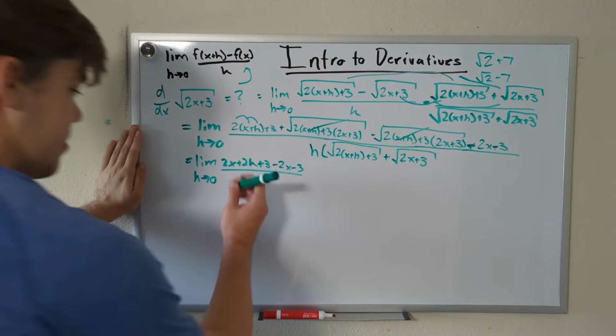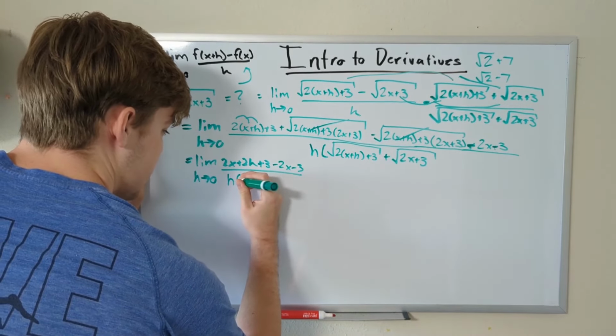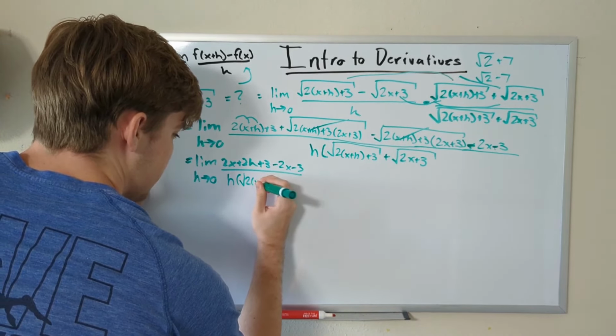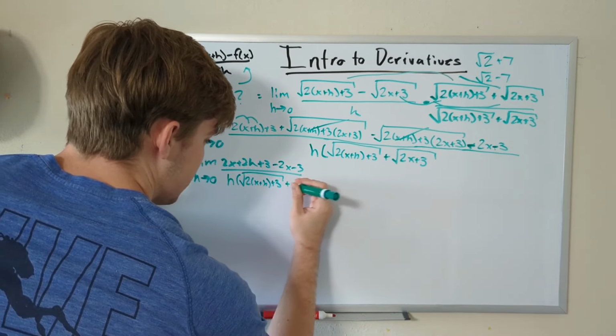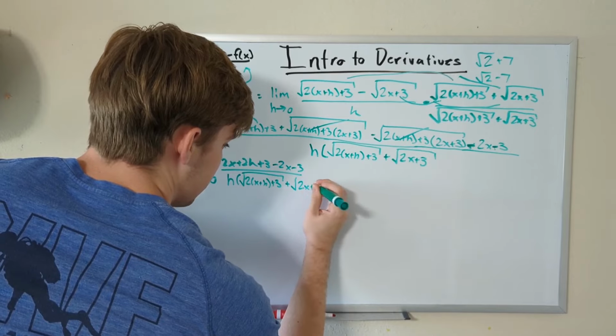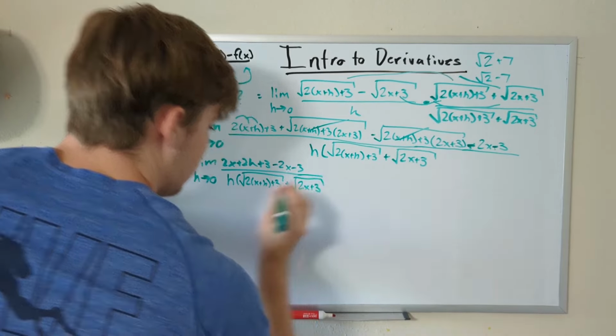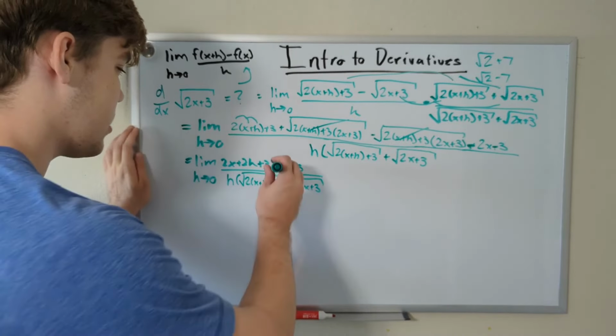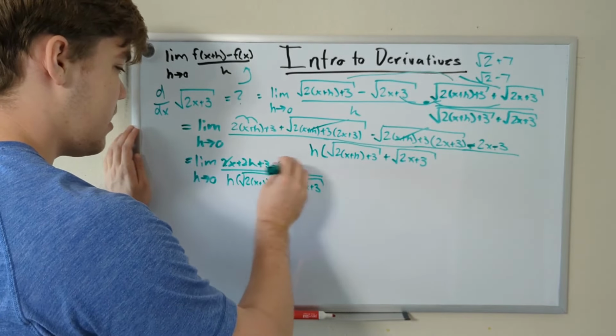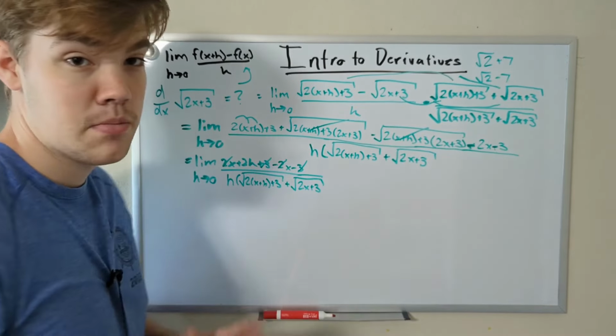On the bottom, we have the same thing. That's just h times the square root of 2 times x plus h plus 3 plus the square root of 2x plus 3. Now we got something a little bit simpler. First of all, our positive 2x and our negative 2x will cancel out, and our 3 and negative 3 will also cancel out. Isn't that convenient?